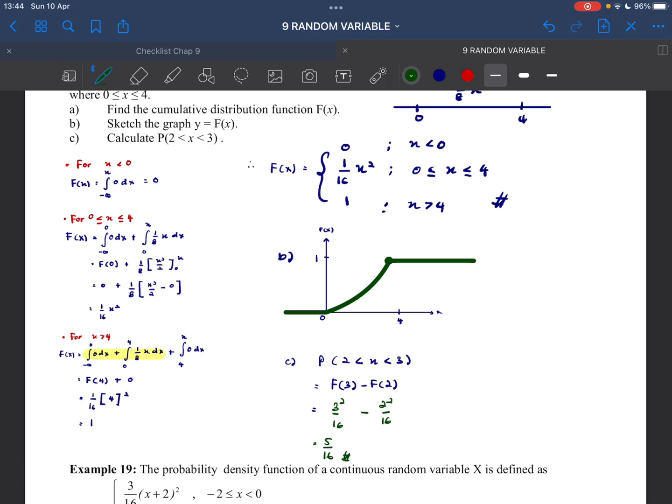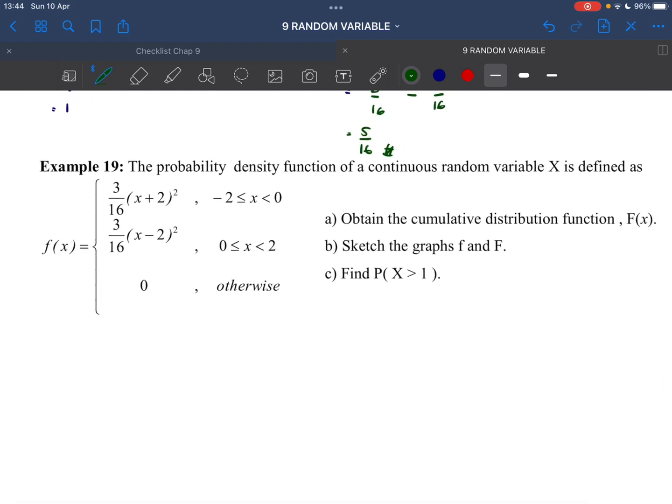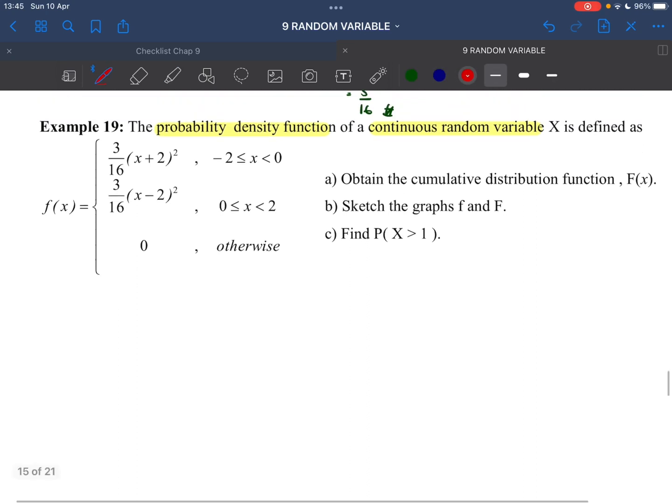Okay, so let's try one more question here, which is we have another 2-function piecewise function. So again, we have a continuous random variable, which is given to us as a PDF. There's always integration involved in this question, because to change PDF to CDF there must be integration. So the first question asks us to obtain the cumulative distribution function. So let's write the number line first.